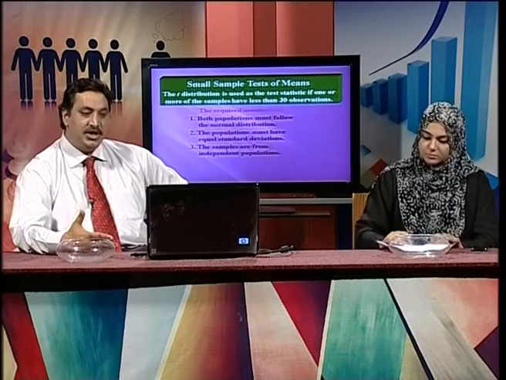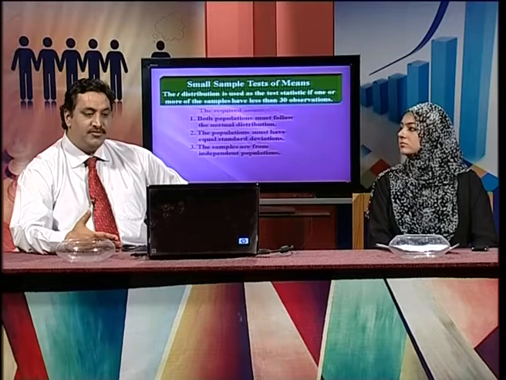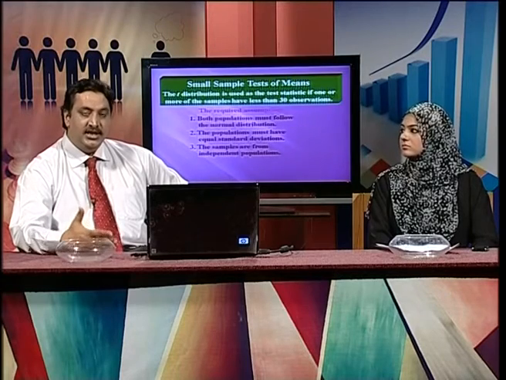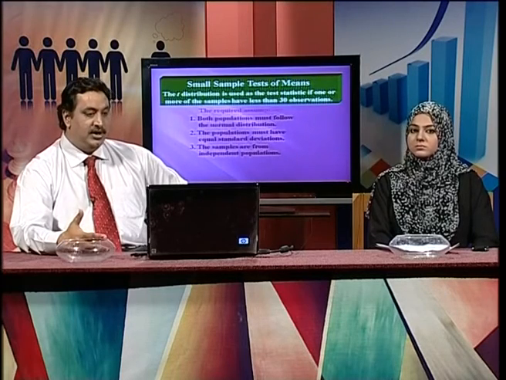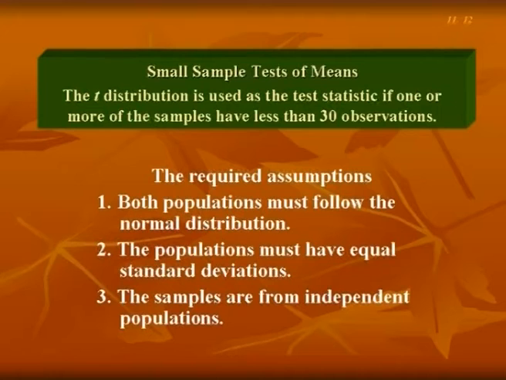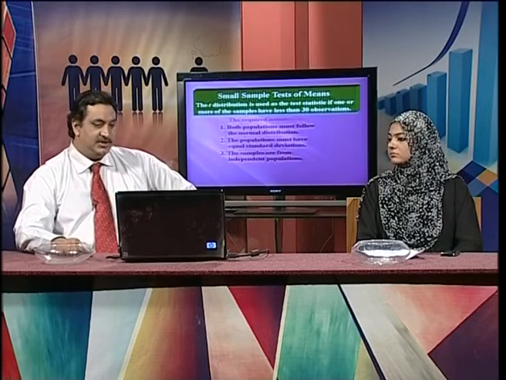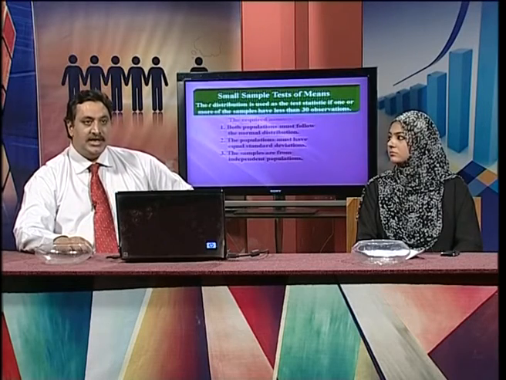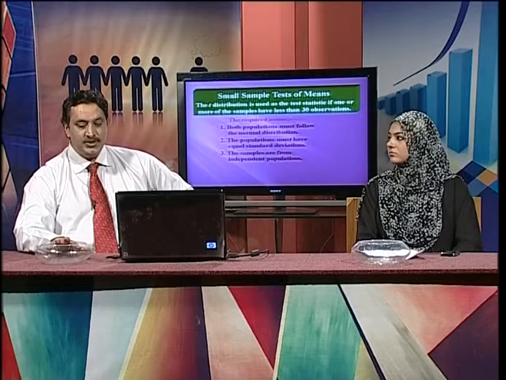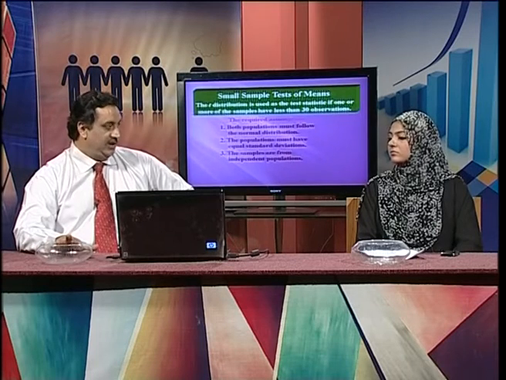The first assumption is both populations must follow the normal distribution. The data is normally distributed according to the population. And the populations must have equal standard deviation or unknown standard deviation. Then we generally use the t-test. And the third and last is the samples are from independent populations. These are the three assumptions. Then we use the t-test. And the most important is when the sample size is less than 30.